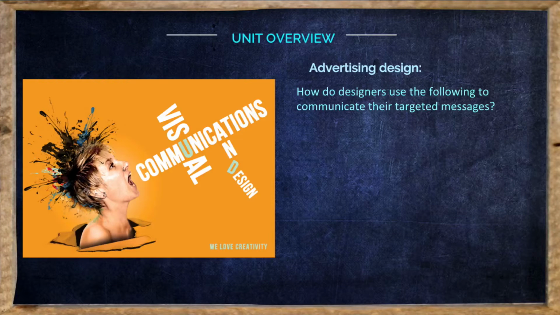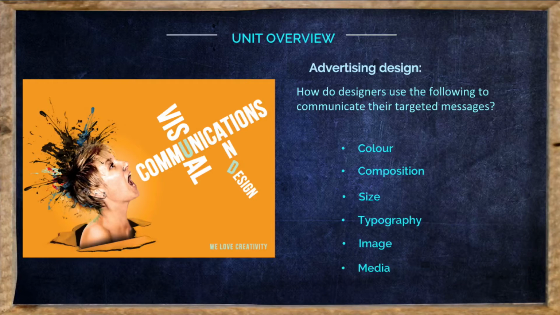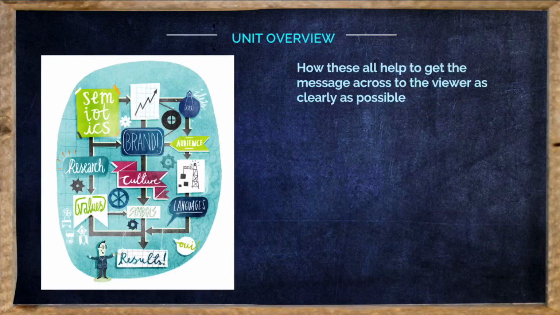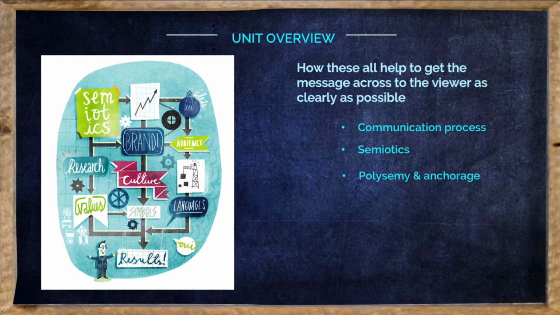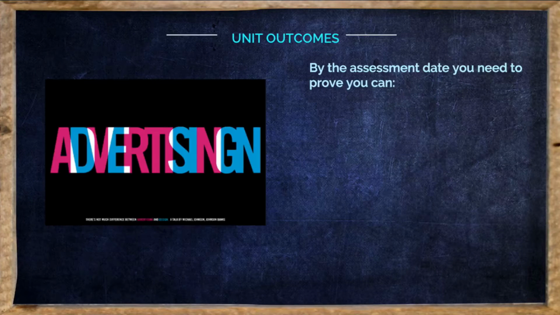So really what you're going to be doing is focusing heavily on your visual communication aspect when you're annotating your work. So looking at how designers have used colour, composition, size, typography, image and media. So if you go back to your old projects, you're going to need to be having a look at your visual communication sessions to help you annotate your work and cover those elements of design. So things like communication as a process, semiotics, polysemy and anchorage, associations, denotation and connotation.